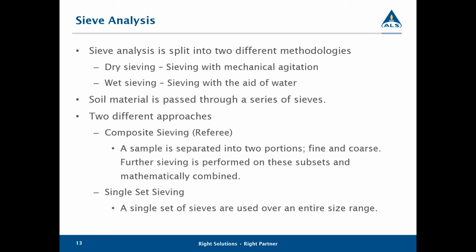When we talk about the referee method, which is composite sieving, the sample is separated into two portions: a fine portion, anything that passes a 2 mm sieve, and a coarse portion. And then we use those two different portions to get the subsets of the sieves, and then mathematically combine the data from each set. The reason that this is the standard is because it allows for more mechanical agitation of the coarse materials and the fine materials, and further testing on those than is typically done if you have a single sieve set, which is just using a single set of sieves, a stack. You put your sample in the top and you measure each layer.